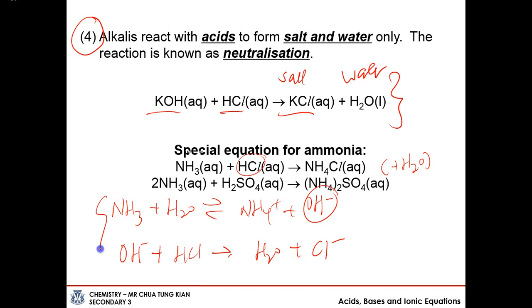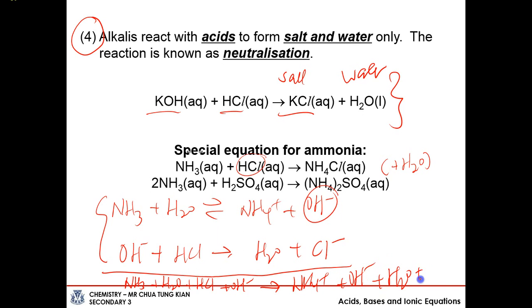So when I combine these two equations together, what do I get? I have NH3 plus H2O plus HCl plus OH-, giving us NH4+ plus OH- plus H2O plus Cl-. When I cancel out the water on this side and this side, and I cancel out the OH- on this side and this side, what I have left is simply NH3 plus HCl, giving me NH4+ and Cl-. So NH3 plus HCl giving us NH4Cl. The water and the OH- cancel out on both sides of the equation.